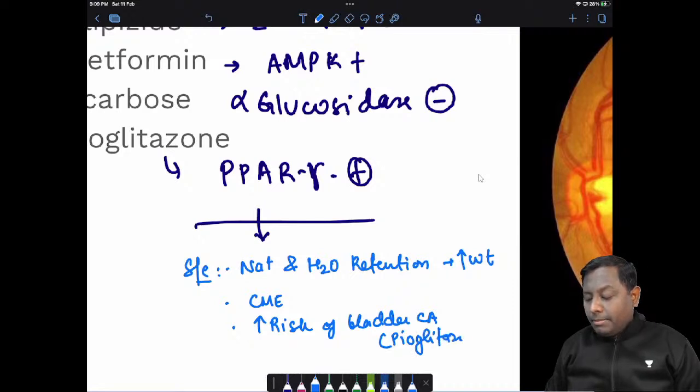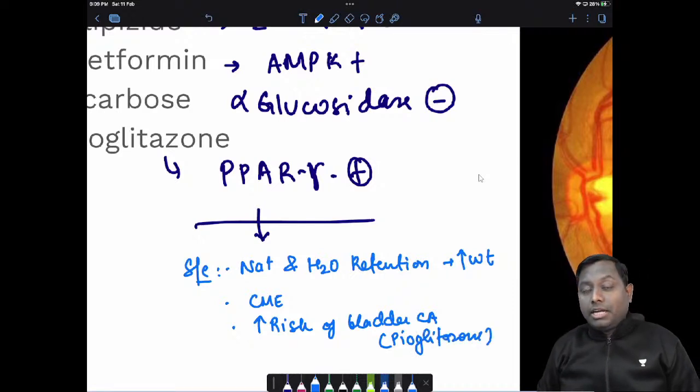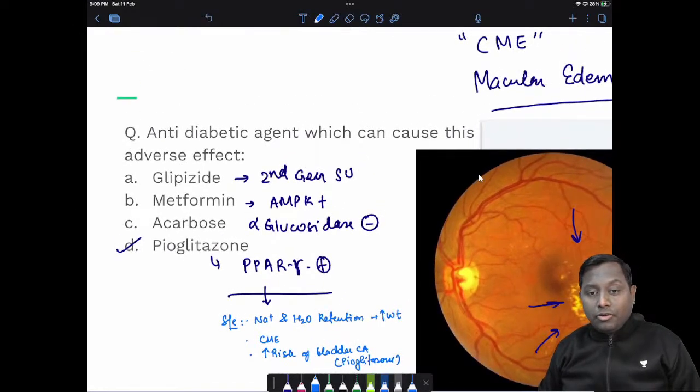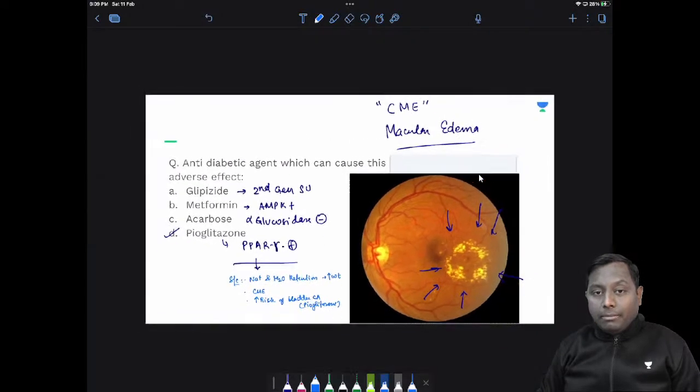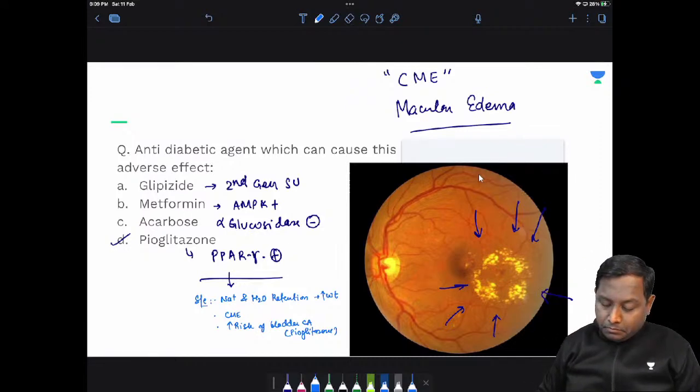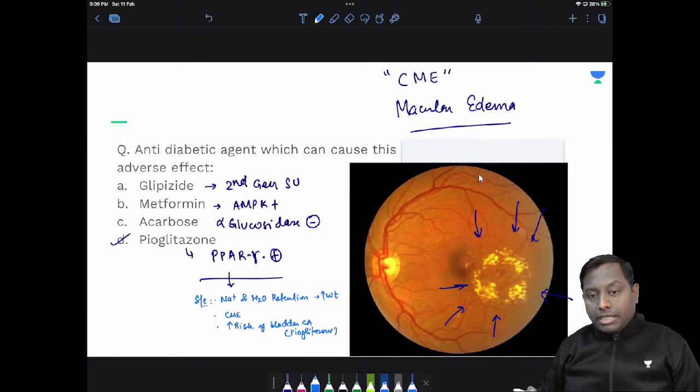Under PPAR gamma agonists, we had other drugs as well, like rosiglitazone and troglitazone. We are not using them because of the toxicity. Rosiglitazone is cardiotoxic in nature, and troglitazone is hepatotoxic in nature. So I hope all of you are okay here, and you got the answer to your question that this is a macular edema case, and the anti-diabetic that can cause it will be pioglitazone or a PPAR gamma agonist. Other PPAR gamma agonists can also cause this macular edema.